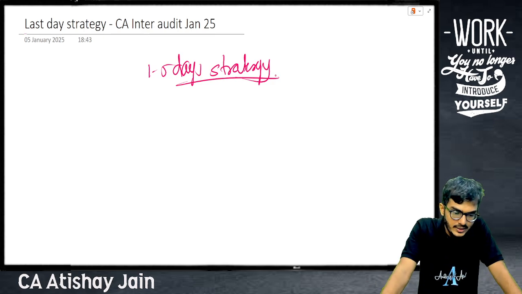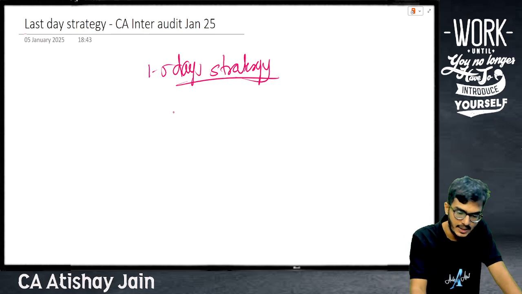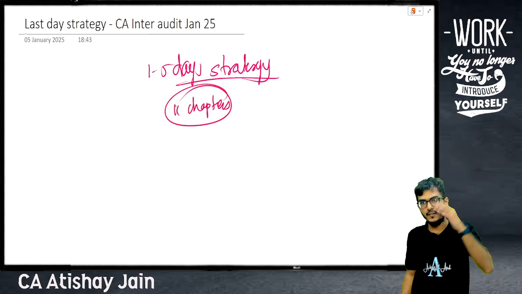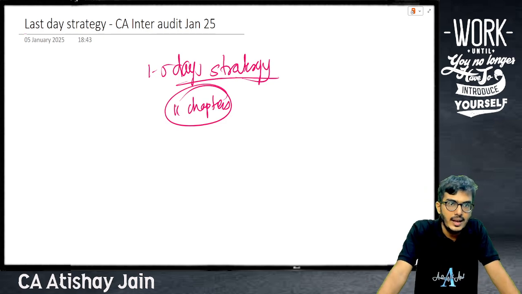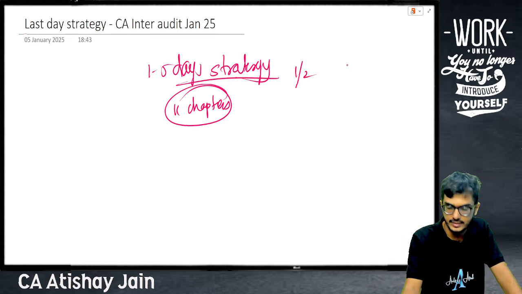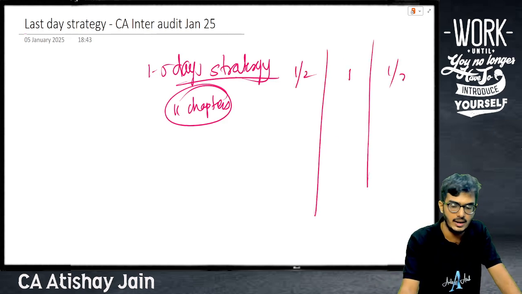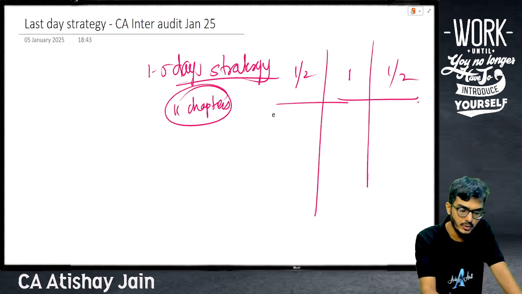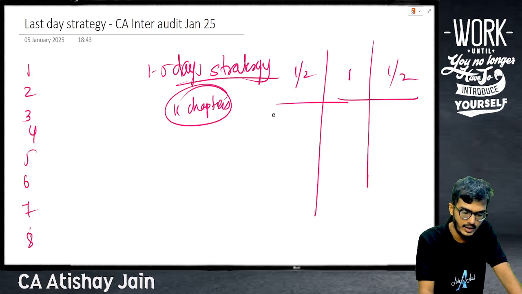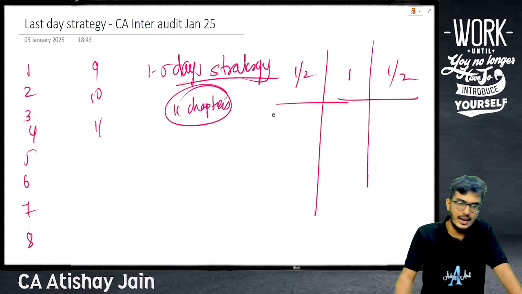As you guys know, audit pure theory has 11 chapters. Am I right? 11 chapters. So we have to strategize ourselves for the first half day, then the next full day, and the last half day. So basically we have got half, then one full day, and then again a half day. And you would be knowing we have got 11 chapters.